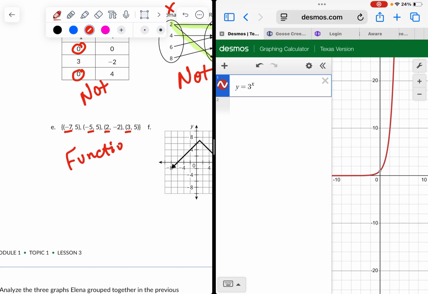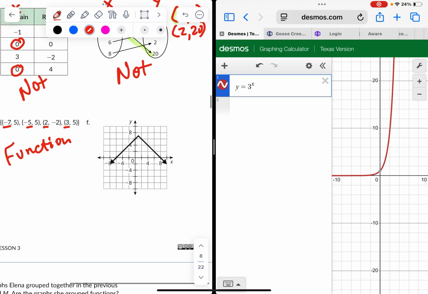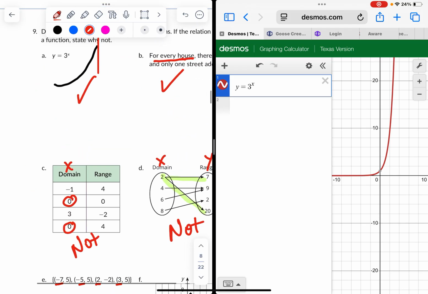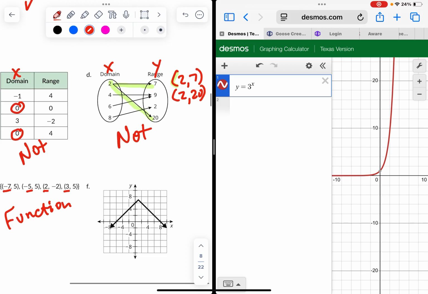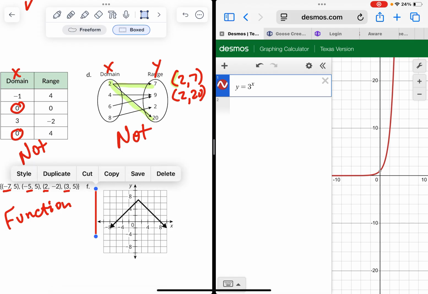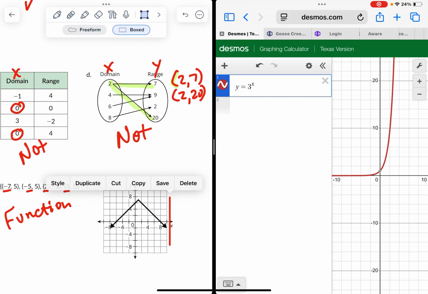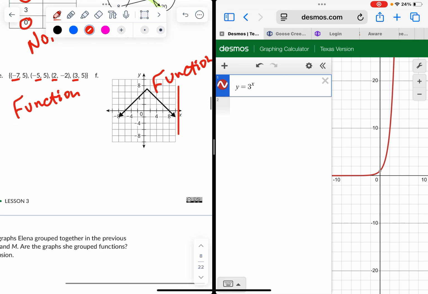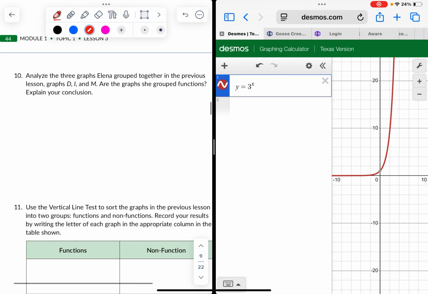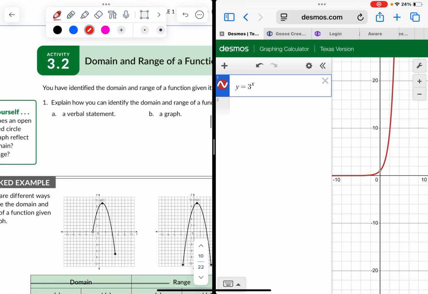Okay, last one, I'm going to do a vertical line test. Oh, I'll just draw another vertical line. And let's go move it. And it passes. The whole way across, it passes. It never touches twice. So this one is a function. Okay? All right, that's the big idea behind this lesson.